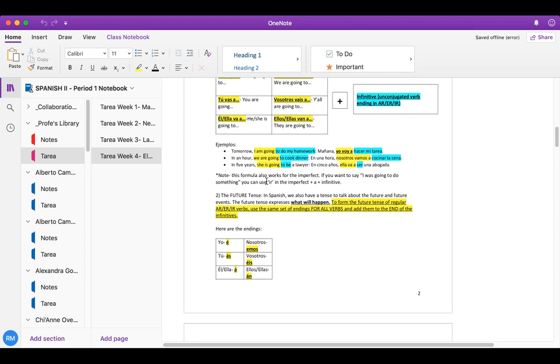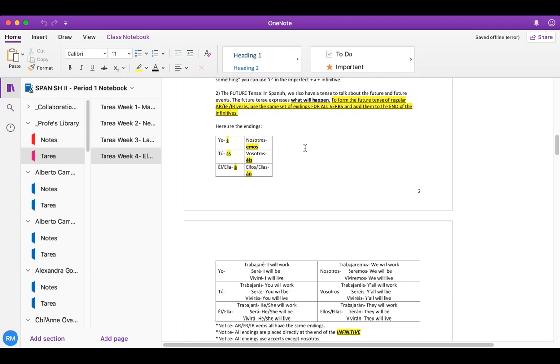Quick note, if you want to, in your fin de semanas, write about something that was going to happen in the past, but it didn't, you can use the same exact formula, ir plus a plus infinitive, with the imperfect. So if you wanted to say, for example, I was going to do something, you can say, yo iba a hacer mi tarea, pero mi mamá me llamó. I was going to do my work, but my mom called me. Okay, so it works the same way.